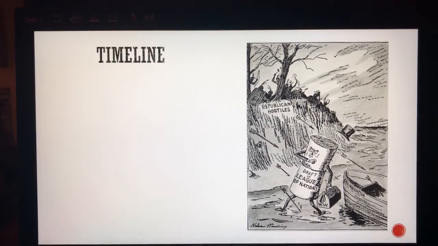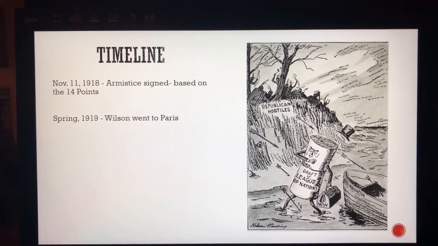So let's just look at a timeline. So we know an armistice is signed November 11th, on the 11th hour, the 11th month, 1918. And we see that it's based on the 14 points. Wilson will go to Paris trying to use the 14 points as the basis of the treaty. Not much of the 14 points will be used. We see only the League, and we see all of the things that Germany has to agree to.